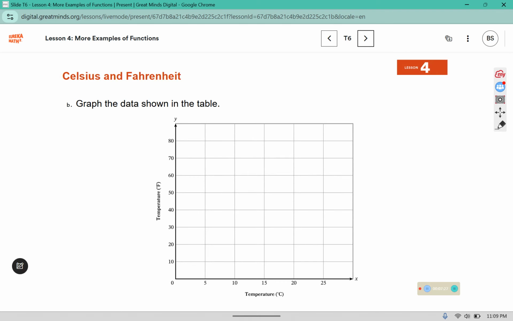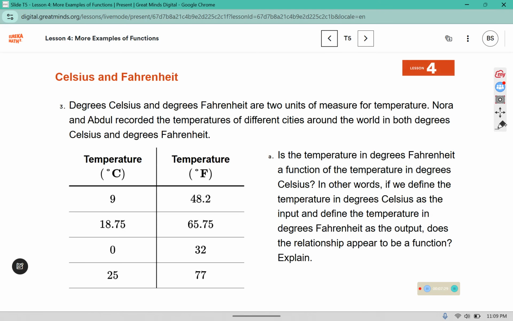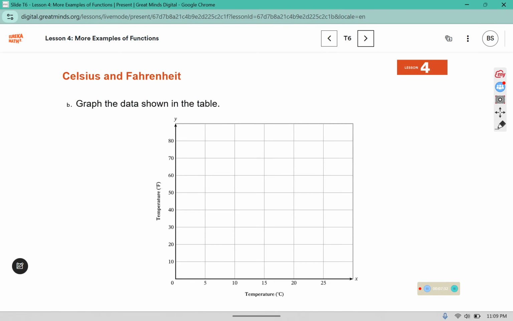Graph the data shown in the table. So we started with 9, 48.2. So 9, 48.2. Then we had 18.75 and 65.75. Zero, 32 and 25, 77.